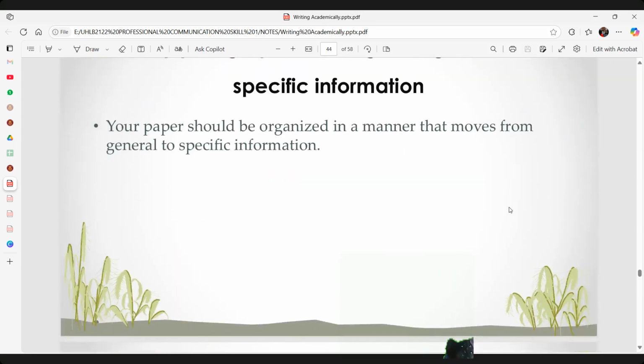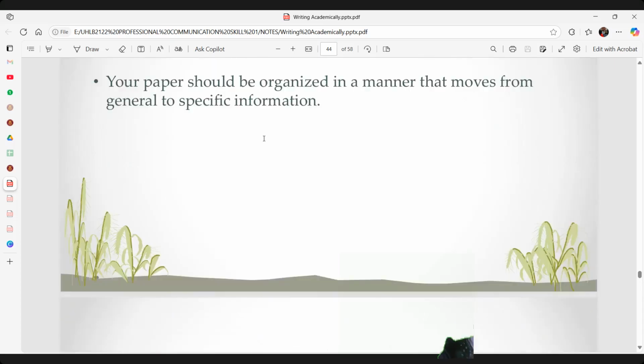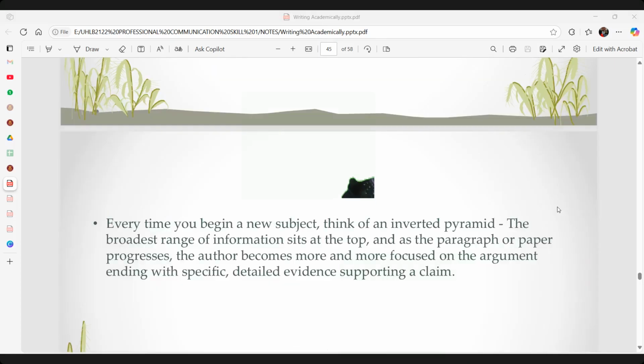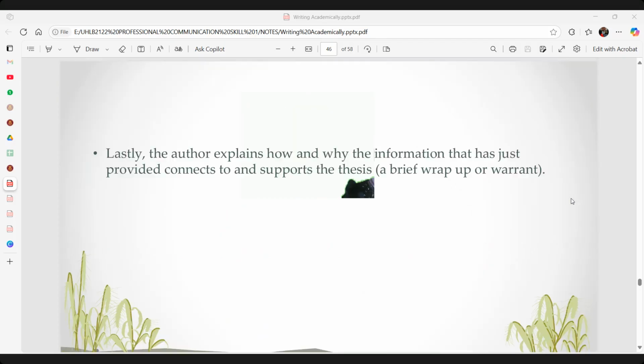Your paper should be organized in a manner that moves from general to specific information. So remember, what did I say about the topic sentence? You are recommended to start each of your paragraphs with a topic sentence before anything else. Every time you begin a subject, think of an inverted pyramid. It has to start with the broadest, and then it goes to the narrow.